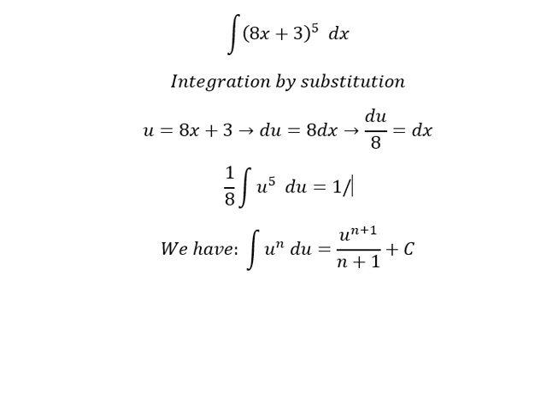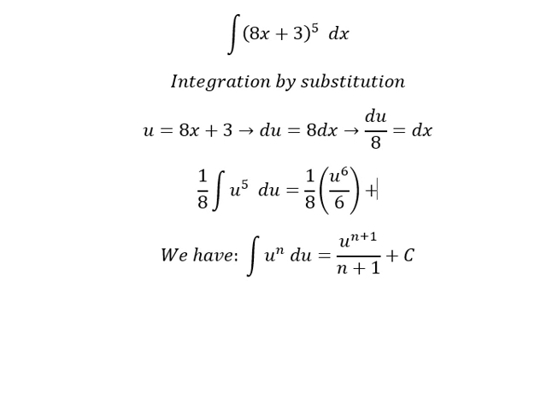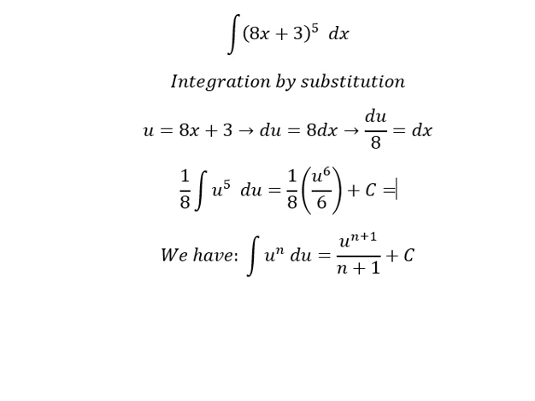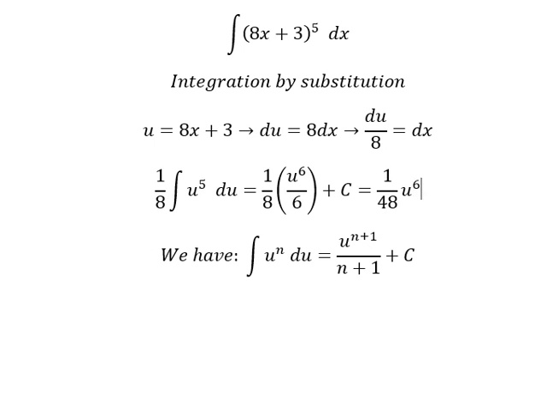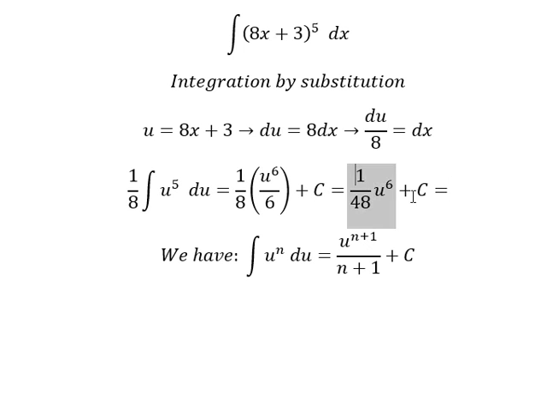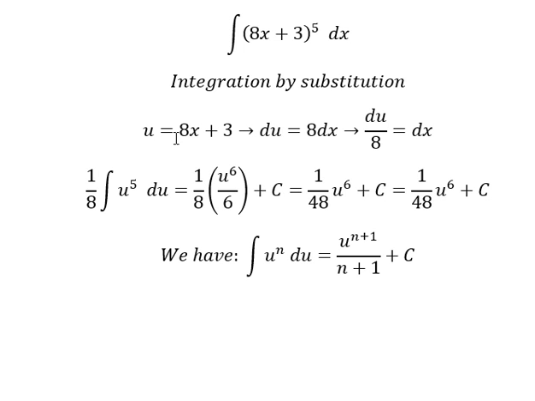So this one we have u to the power of 6 over 6. And then I will put c. Number 8 and number 6 we have 48. About u, that is this one.